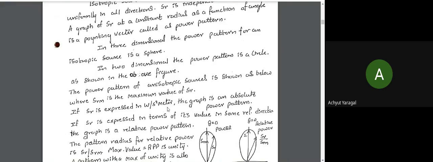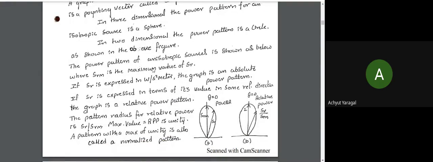So if we consider the power pattern of an anisotropic source, anisotropic means in one particular direction, whereas isotropic is nothing but generating radiation or energy uniformly in all directions. Where SRM is the maximum value of SR. You can see SRM is nothing but the maximum value of the SR component, which will be there in one particular direction.